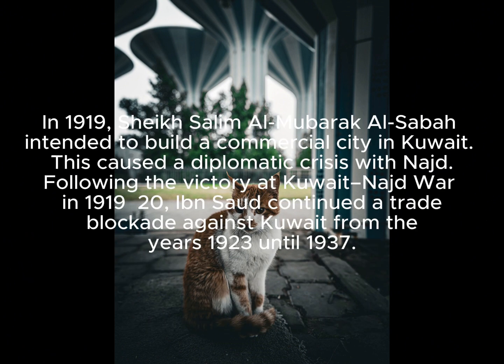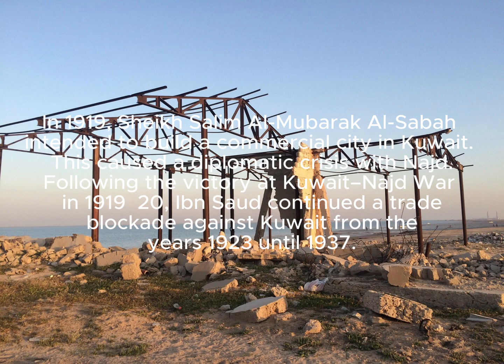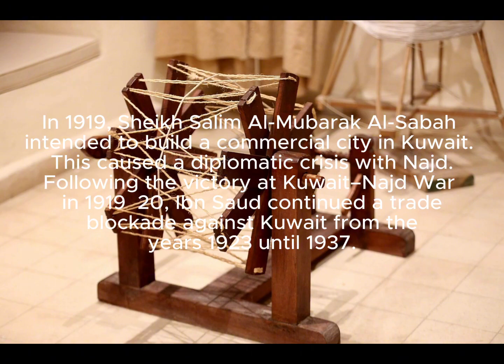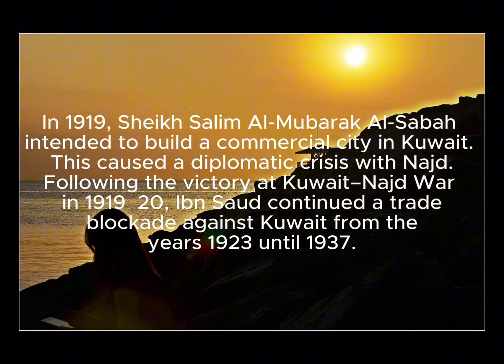In 1919, Sheikh Salim Mubarak Sabah intended to build a commercial city in Kuwait. This caused a diplomatic crisis with Najd, following the victory at the Kuwait-Najd War. In 1919-20, Ibn Saud continued a trade blockade against Kuwait from the years 1923 until 1937.